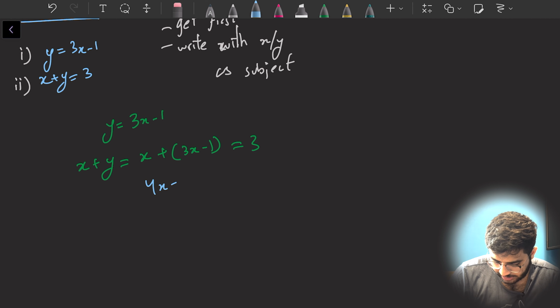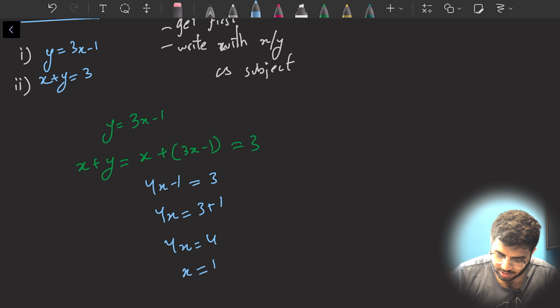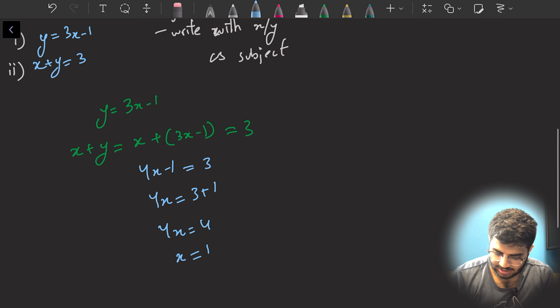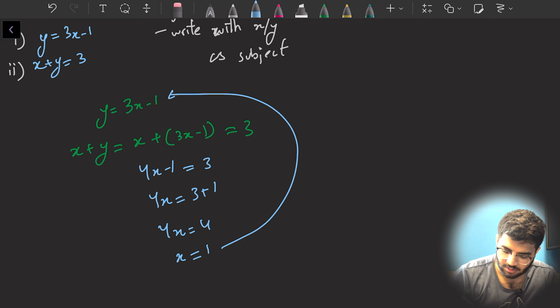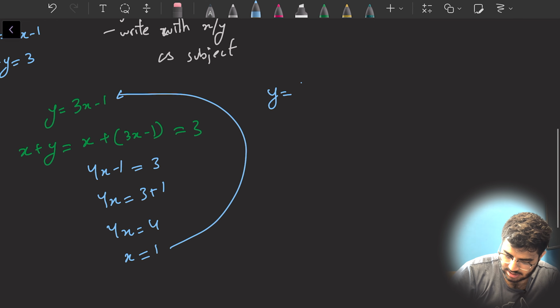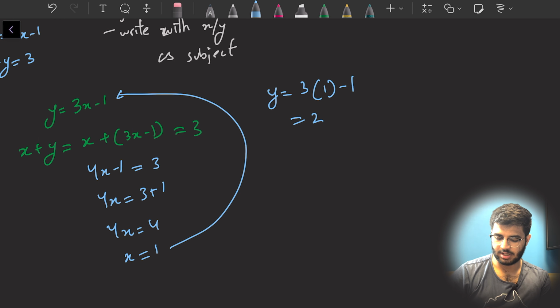We go ahead and do that. This gives me 4x take 1 is equal to 3. 4x is equal to 3 plus 1. 4x is equal to 4. x is equal to 1. Oh good, but no, we're not done yet. We found the value for x. Now we just need to put that back into our first equation, which gives us y is equal to 3 times 1 plus 1 take 1, which is equal to 2. Boom. Again, we get the same solution as before.